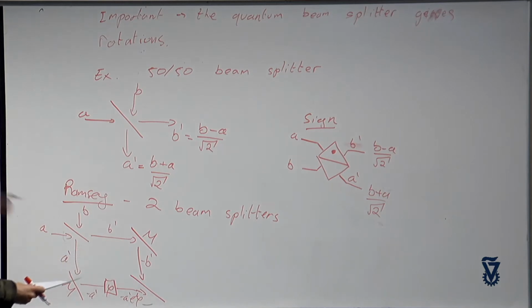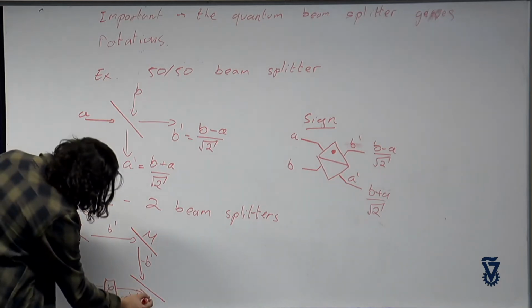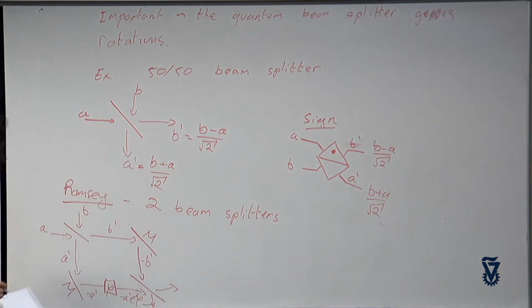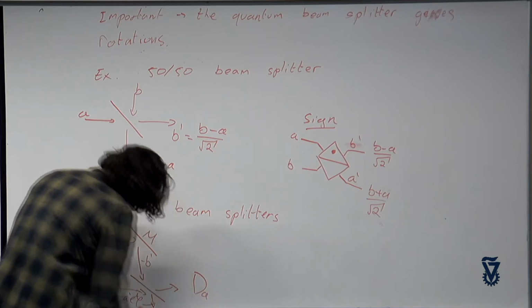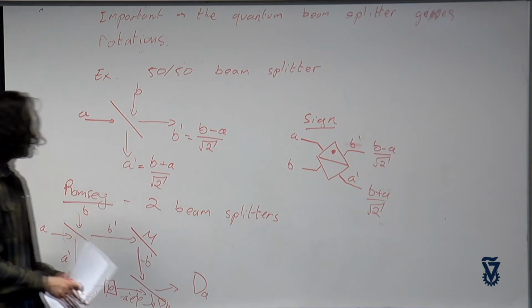And then this goes into another beam splitter, another 50-50 beam splitter, which will then go this way and that way. And here we will put a detector, so we'll have a photon counter. Call this dA, and over here, photon counter dB. So it's going to be counting the photons.